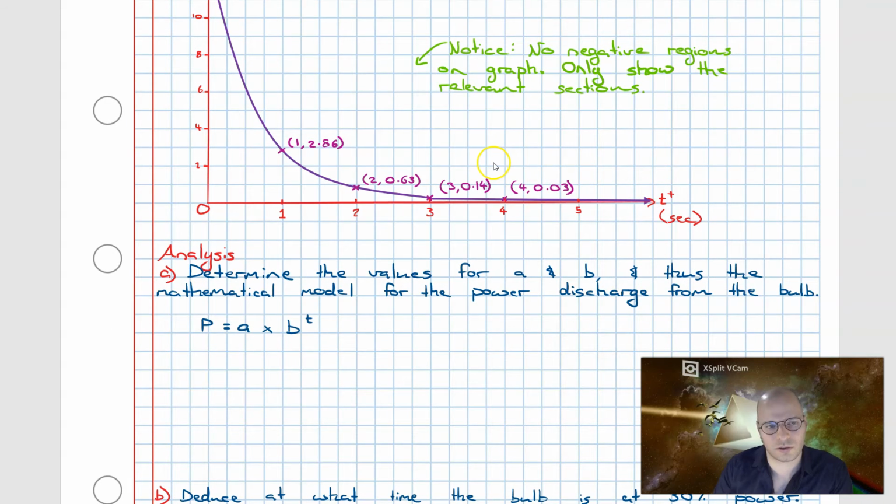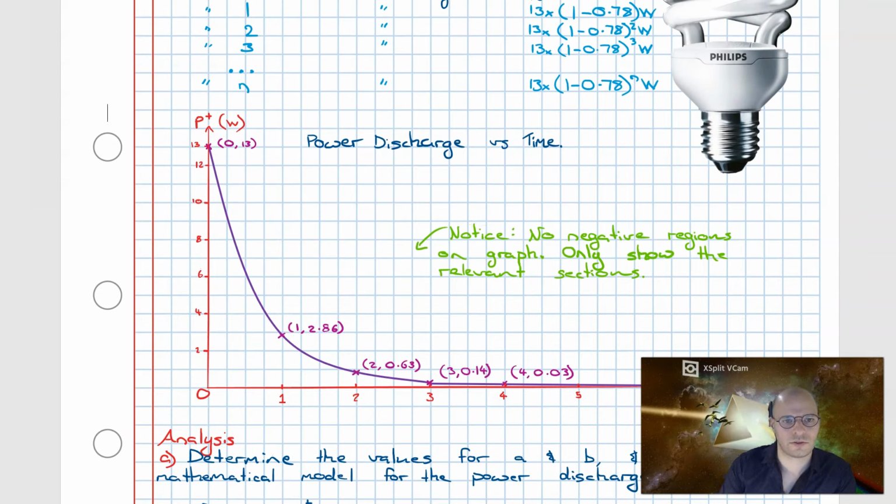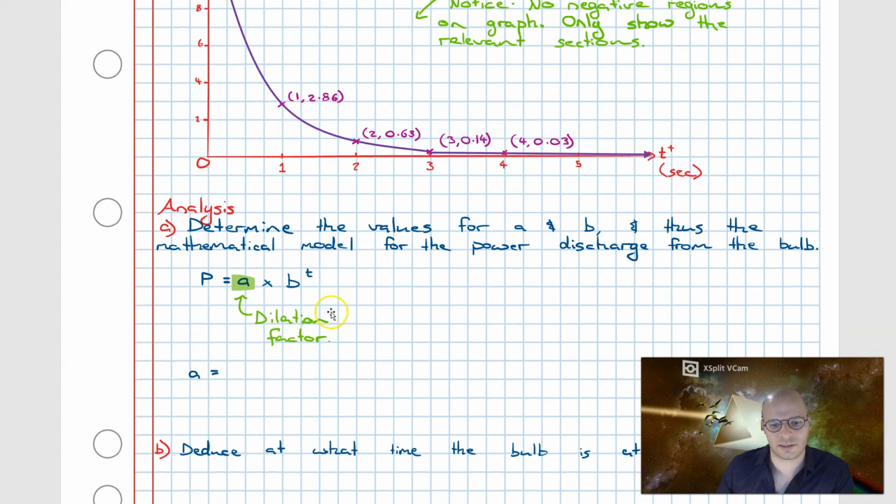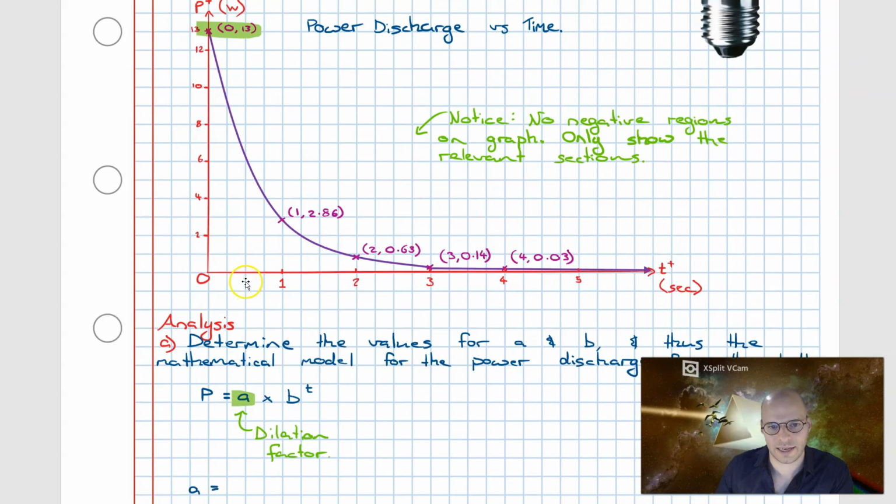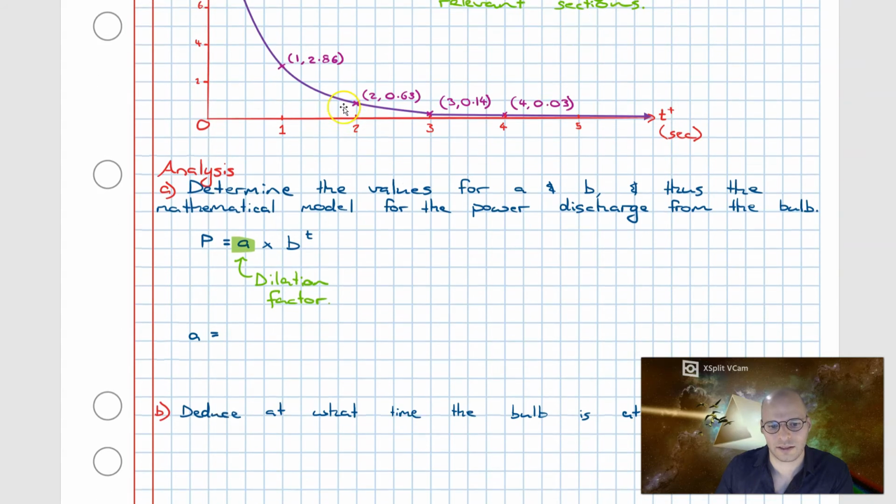Now the first one we're going to look at is the multiplication factor, or the dilation factor. This can be deduced by looking at the initial value on our graph, the first point at t equals 0. What we can see is it's got a value of 13. Simply by inspection, when t is 0, the base is going to turn into 0, and then the only factor we have left is a. So in our case, a has to be 13.